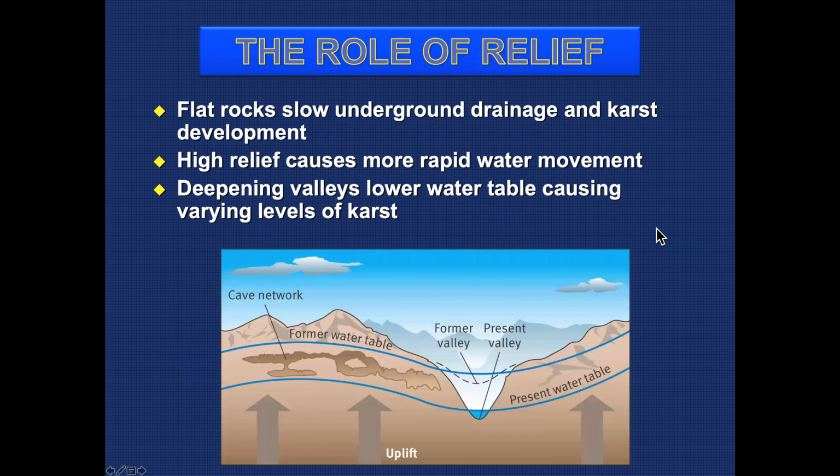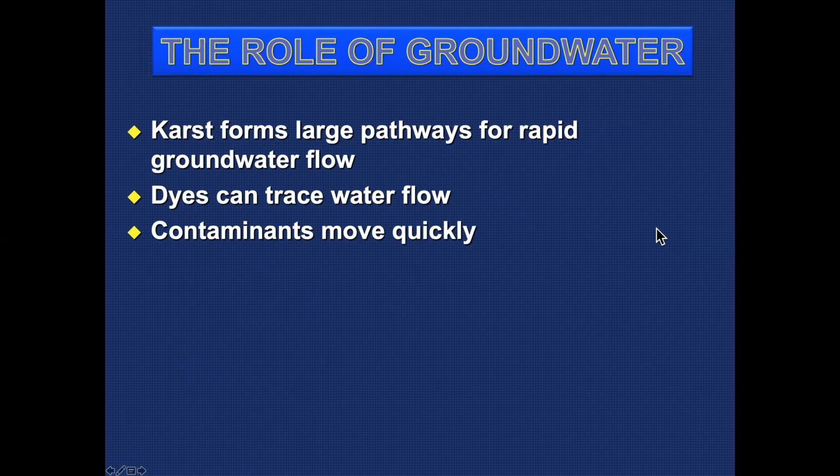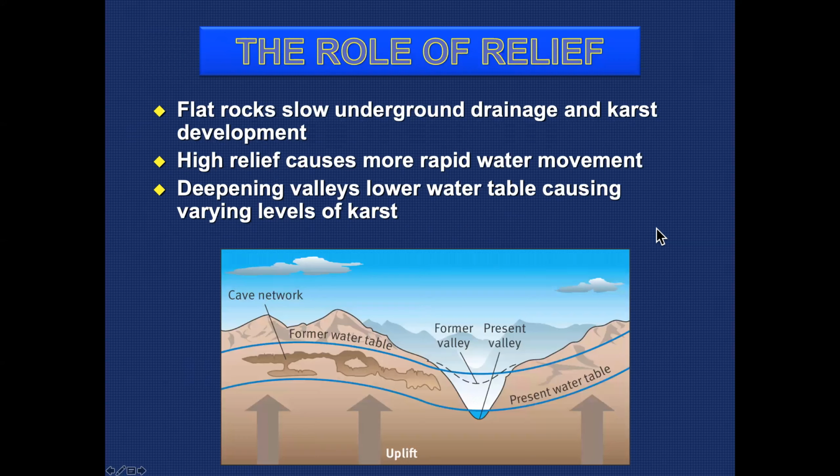Here's the role of relief in the formation of this type of landscape, and the role of groundwater. Water will find its way underneath the surface, creating pathways and canals and caverns and sinkholes. It's a whole way of forming the landscape that you would expect. If you go back to this image here, you're talking about the idea of a cave network. Okay.